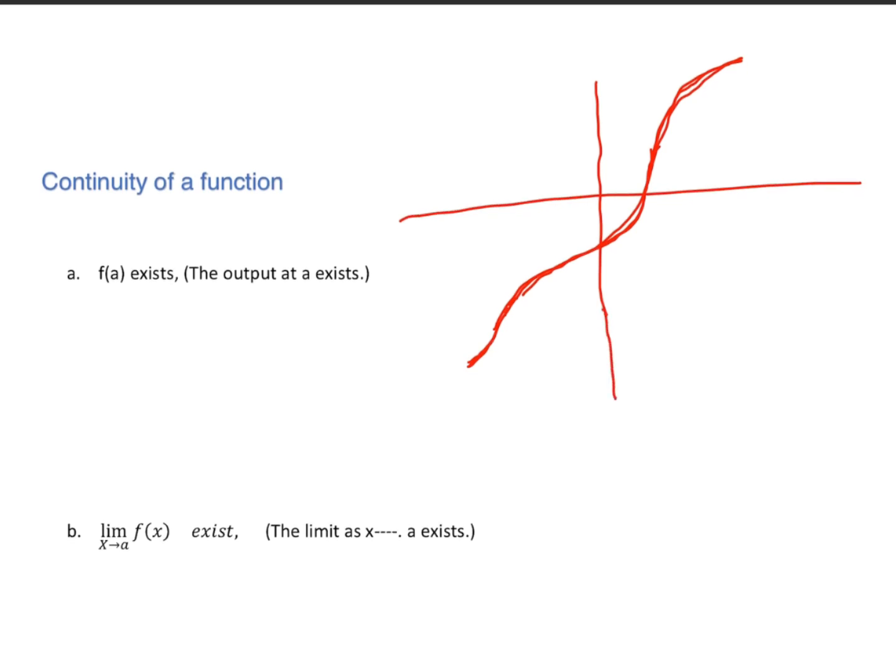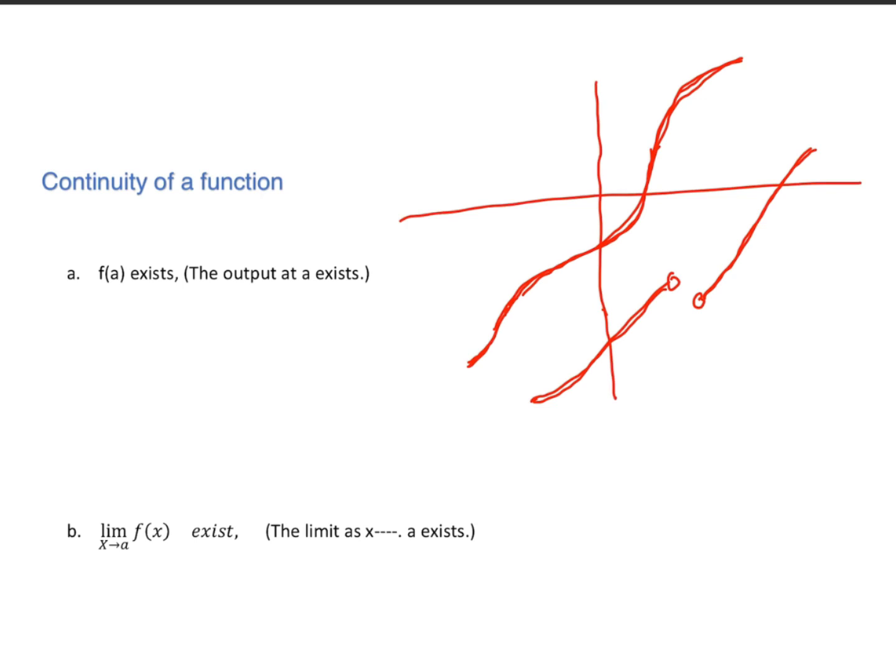But let's assume that you have a function like this. This is basically a piecewise function, right? You are tracing from here and you get here, and then you have to lift your pencil or the pen and come here and go here. We see that the function is not continuous. That's in simple terms what continuity means.